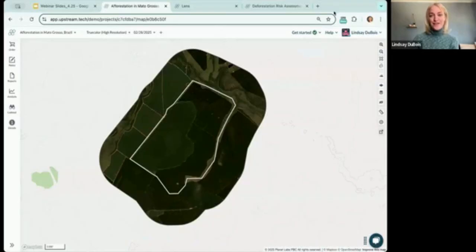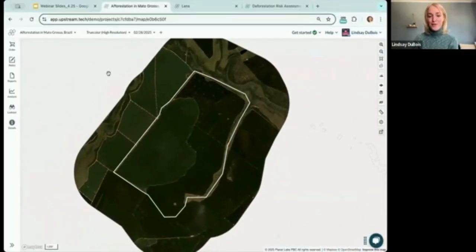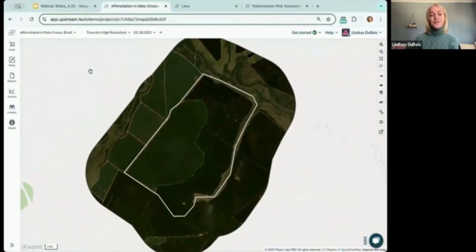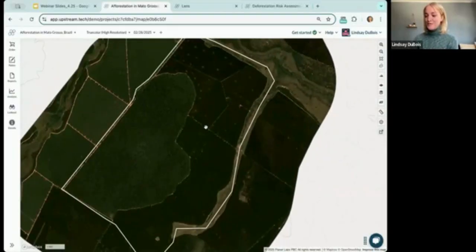What you're seeing right now is our first property, which is in Mato Grosso, Brazil, and this is an afforestation property. We're looking at a true color image from late February of this year. To give you a little context on this property, it's about 1,400 acres in size, which equates to roughly 560 hectares. You have this area of preserved forest here, and then the surrounding area is the afforestation project, where you can see that trees have since been planted, and we'll get into that in more detail.